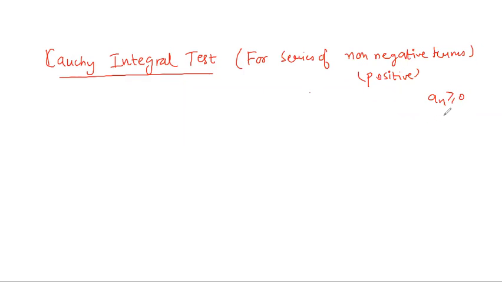So I'll start and pick up from the point where we were in the last lecture. In the last lecture, I defined the statement of another test. This is the Cauchy integral test, and this is for series of non-negative terms, which actually means essentially positive terms. The difference between non-negative and positive is just the zero. So if I'm writing a_n greater than or equal to zero, that essentially means a_n is greater than zero.